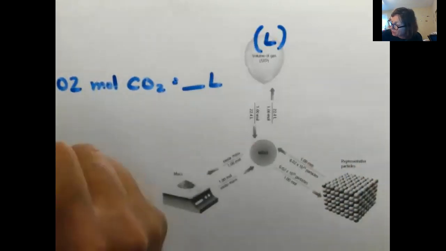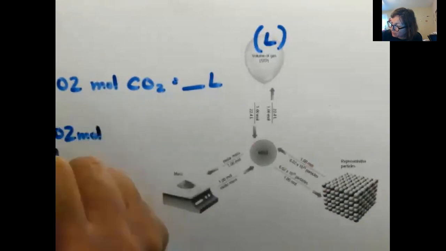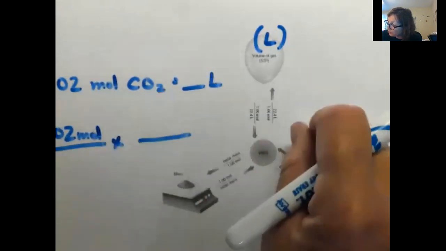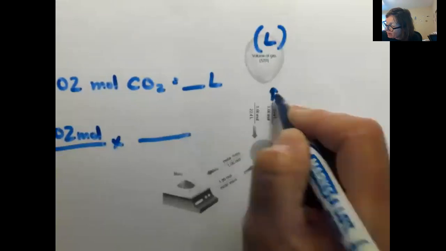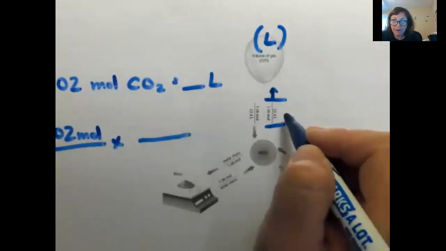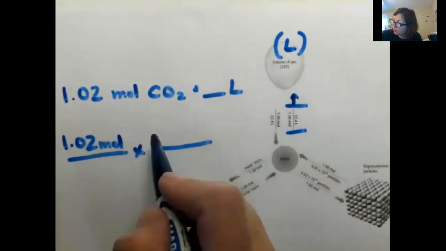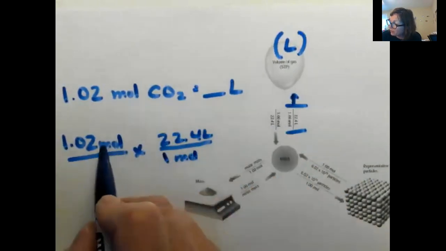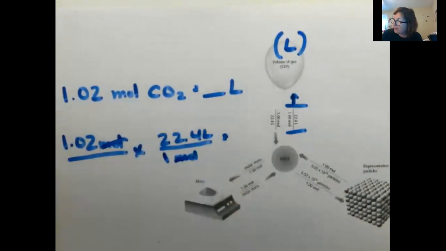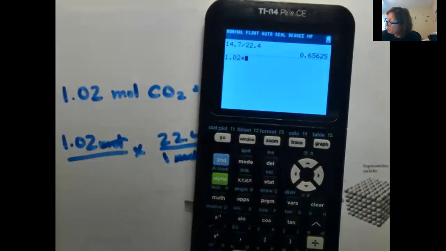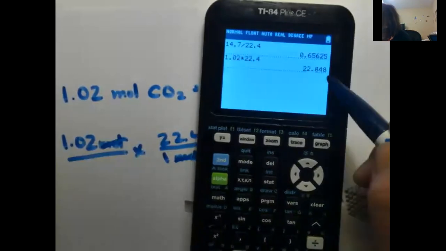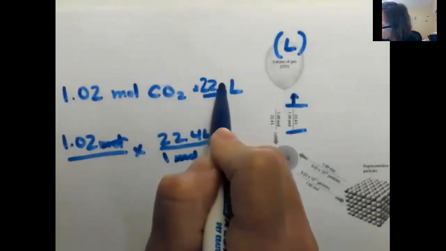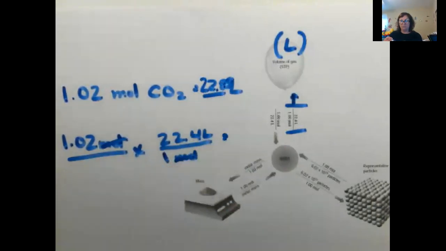So I say 1.02 moles of carbon dioxide. I want to multiply it by something to go from moles to liters. So see this arrow right here? This is what I'm going to multiply it by: 22.4 liters over 1 mole. That way my moles cancel out. And I take 1.02 times 22.4, and I get 22.85. That 8 rounds that 4 up. So 22.85 liters. Isn't that exciting?